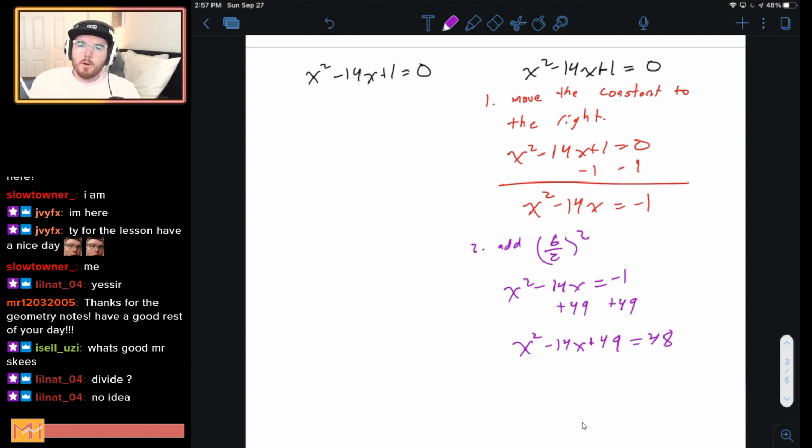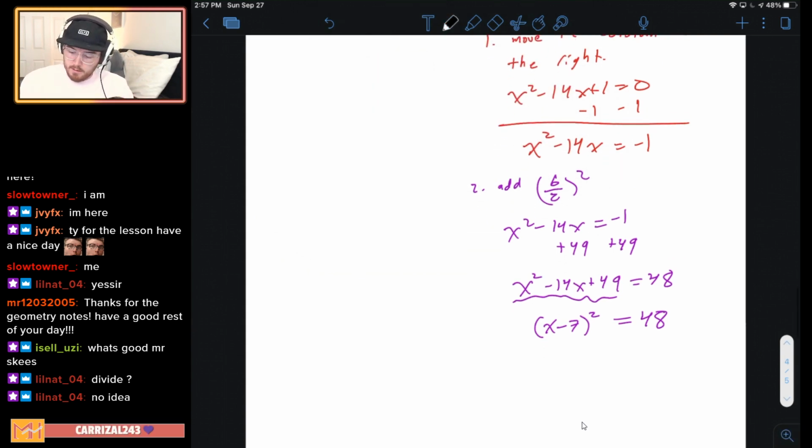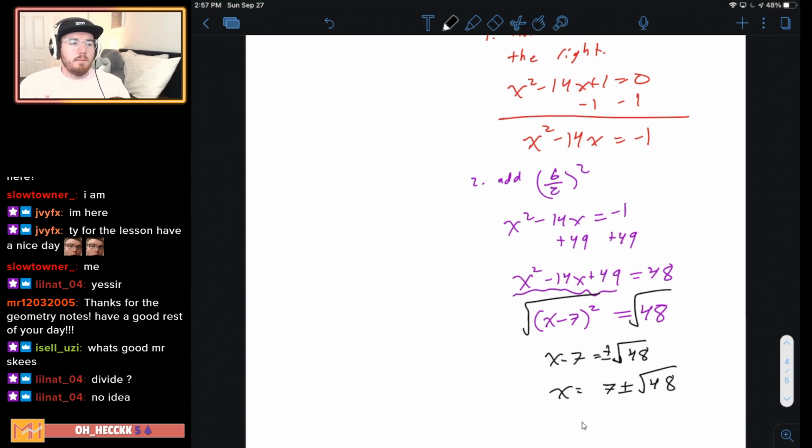Well, what's so great about that? This can now be rewritten like this. That is what's so great about it. And if you remember from just a lesson ago, how do you get rid of this squared? We take the square root. Boom. And I'm done.